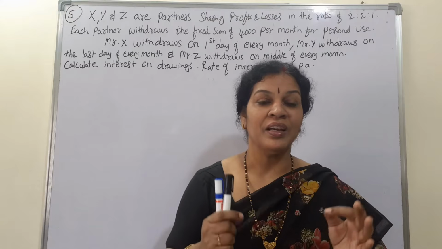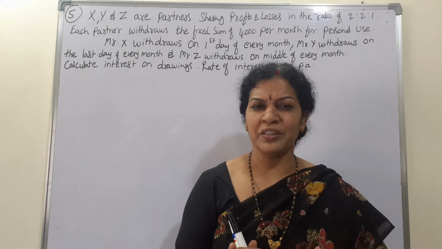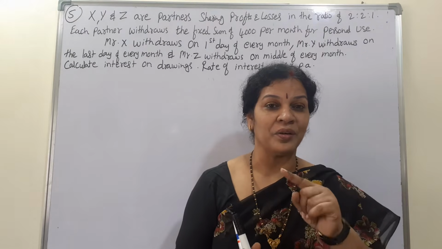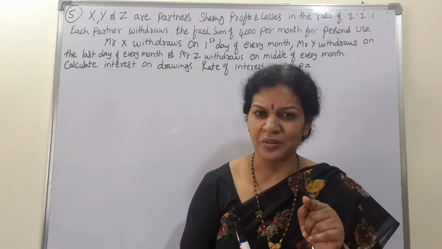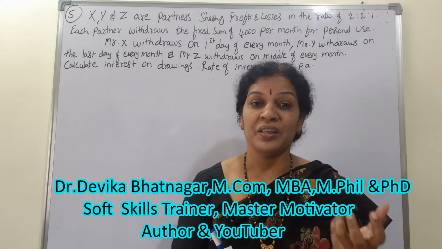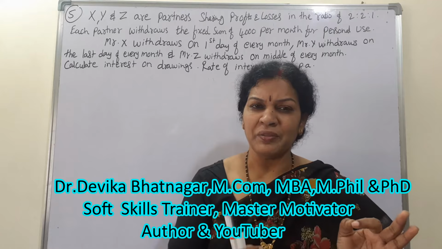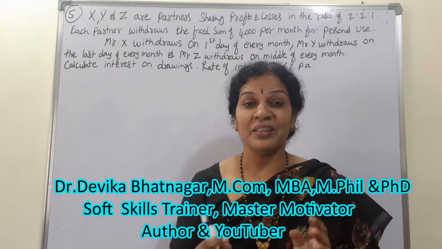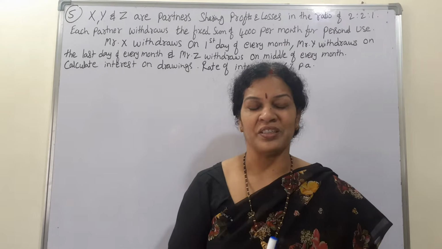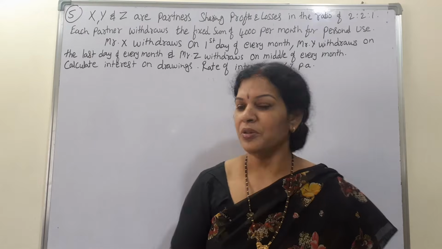Today we will see how to calculate interest on drawings. Simply, interest on drawings we know how to calculate. But interest on drawings will always be on the amount partners are drawing. When the partners are drawing at the beginning of the month, middle of the month, or end of the month, that makes a difference in the calculation of interest on drawings. You need to be very careful. So we'll take a problem and I'll show you.